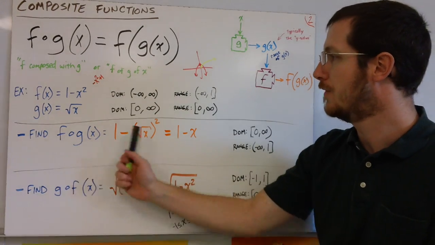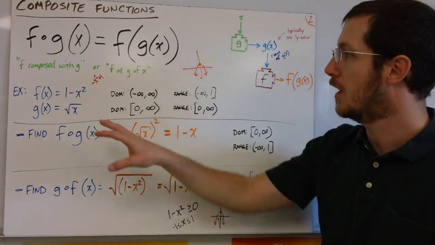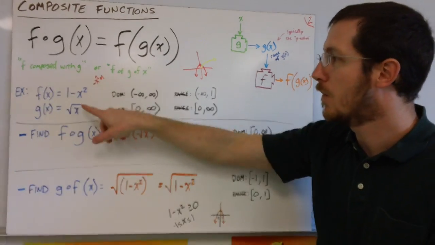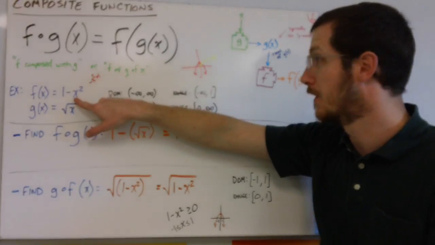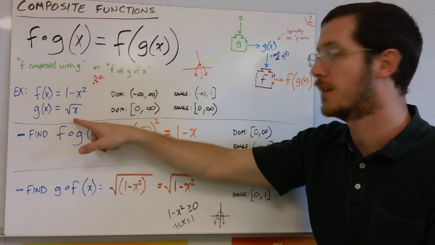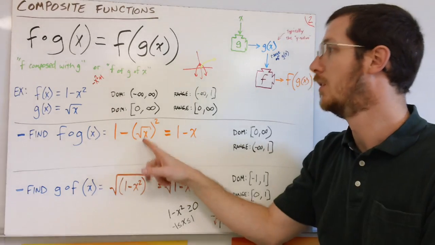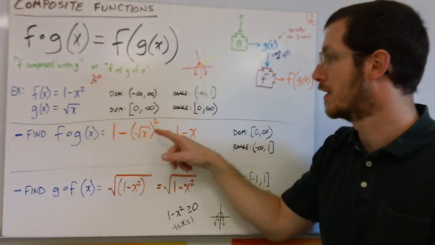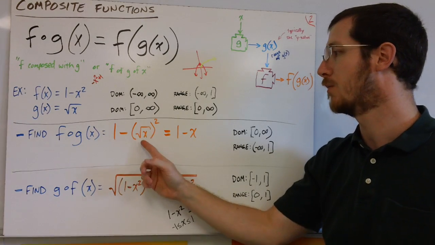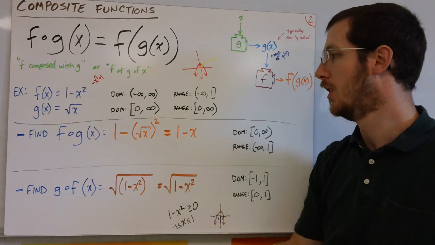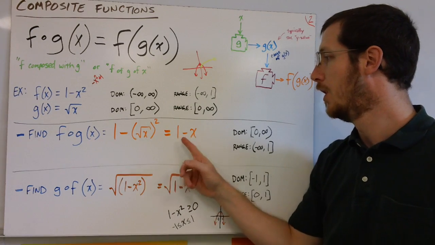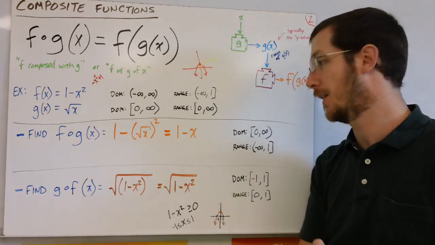All right, so f of g of x. If I take my g of x function, root x, and I put it in where the x is in my f of x function, then I get 1 minus, and then instead of x, I'm going to use square root of x. Because f of x has that x squared, we get a squared on the outside. So 1 minus square root of x squared. Well, squared and square root are inverse operations, so we can simplify that to 1 minus x.